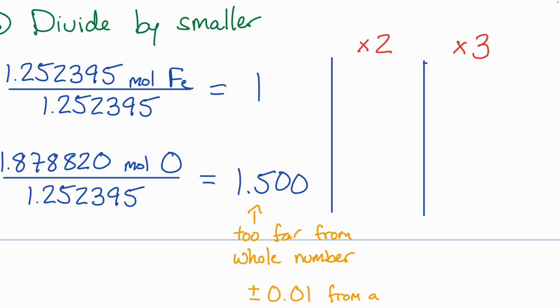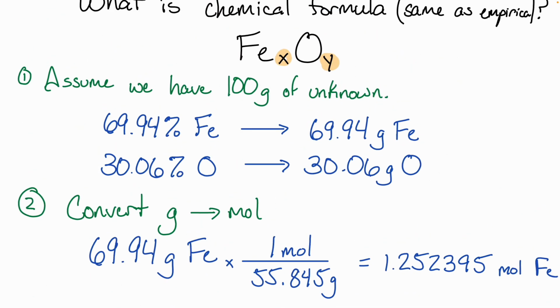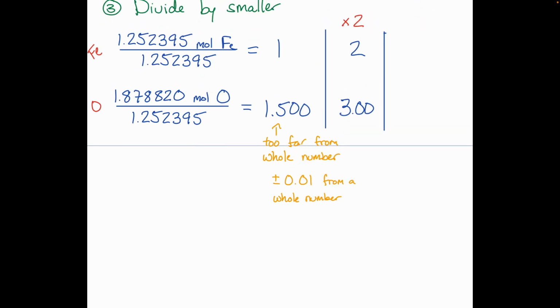In this case, once I double it, I would get a 2 for my number of irons and a 3.00-something for my number of oxygens. So my ratio for my chemical formula is 2 irons and 3 oxygens. All right, so my final answer here is Fe2O3.